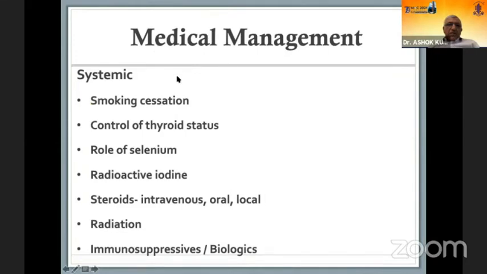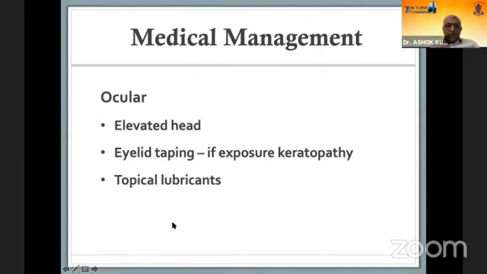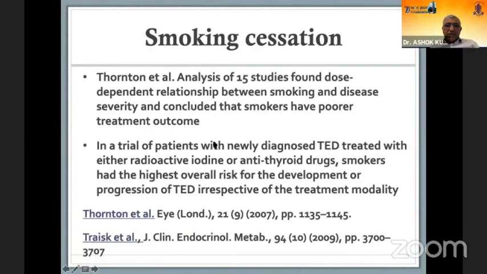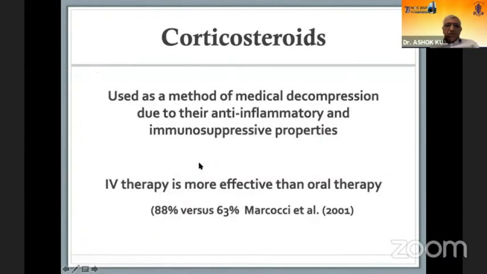The management comprises smoking cessation, which is one very important aspect. Thyroid status is another one, and we look at some of these other aspects more closely. Some of these conservative measures, including lubricants, elevated head, and prevention of exposure keratopathy, are important. There is enough evidence that smoking cessation is very important to prevent the severe form of disease.